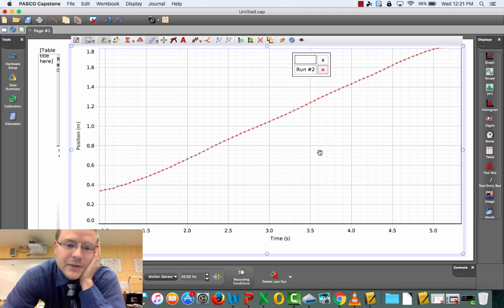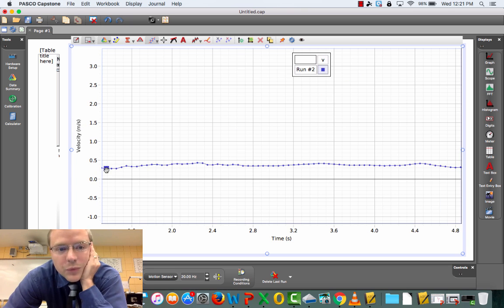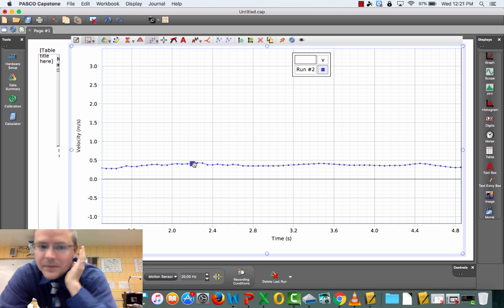Okay, scenario 2 here shows the position increasing as time goes on as I walked away from the sensor. So I have a nice positive slope. My velocity graph was around 0.3 meters per second the entire trip and nice and constant. So it was not on 0 this time, it was above 0 as a flat line.